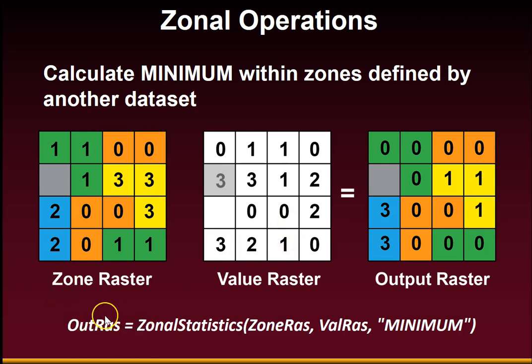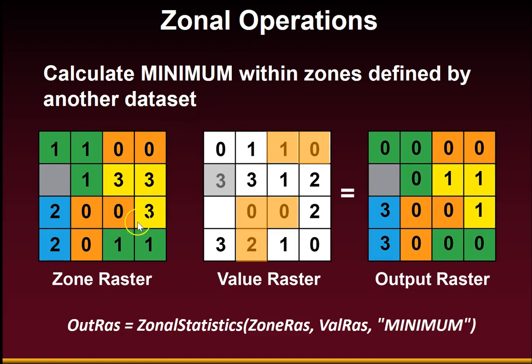Down here, we see the equation for the output raster. The output raster is going to be the zonal statistic, or the minimum, of the zone raster, the value raster, and the statistic minimum. So here's how we proceed.